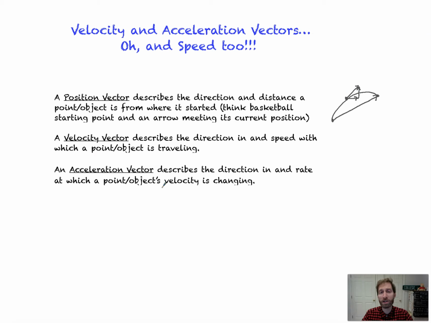We've got an acceleration vector. That describes the direction in and rate at which a point or object's velocity is changing. So that would say, how fast is this velocity vector changing? This is different than the second derivative with respect to x that we've seen before in parametric equations. Again, we'll go over more of that in the not too distant future. For now, a brief overview. We'll get back to this in a little while.